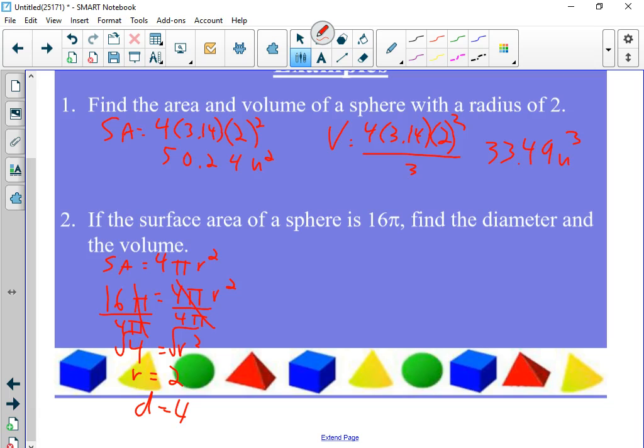Now, we should find the volume. That, again, we just go back to our formula. 4 pi, we know the radius is 2, cubed over 3. Well, we have no work to do because it's the same radius. So that's 33.49 units cubed.